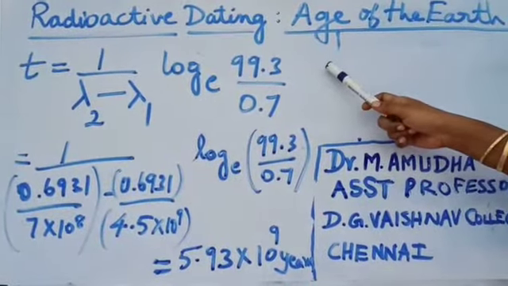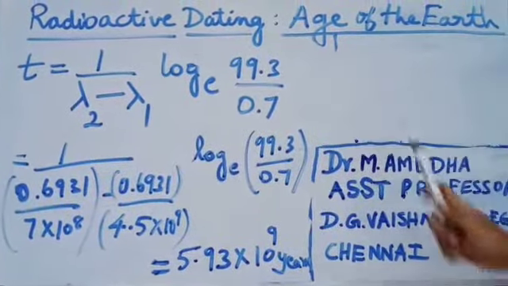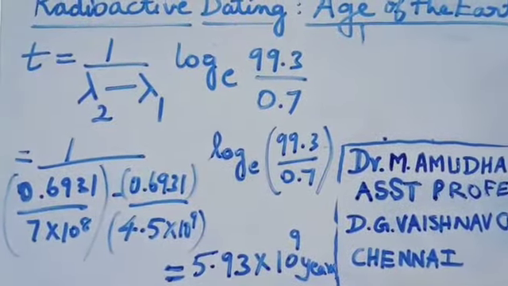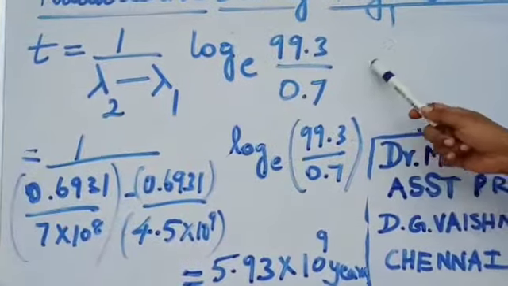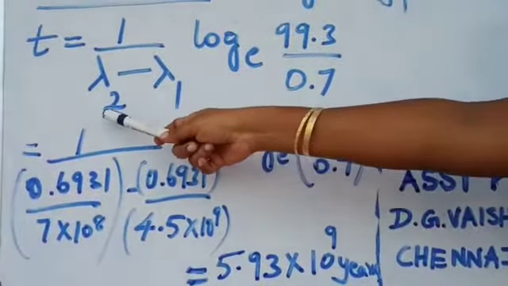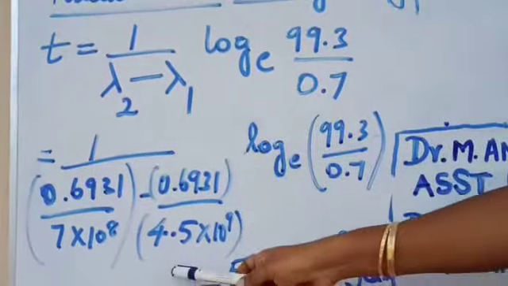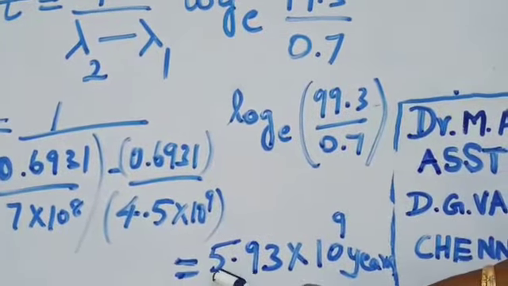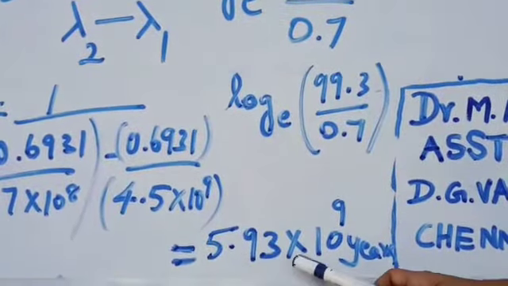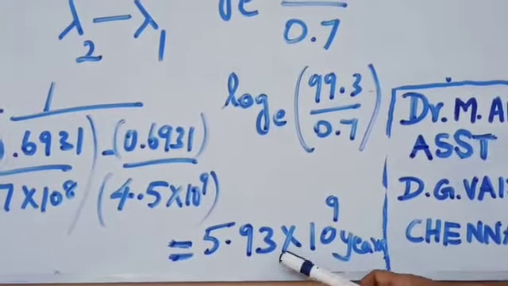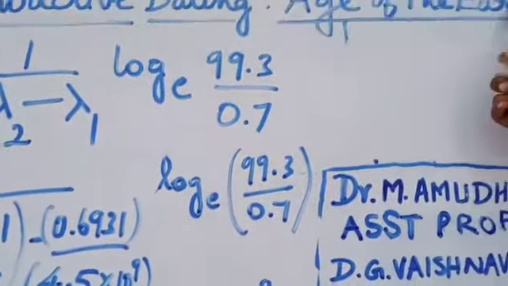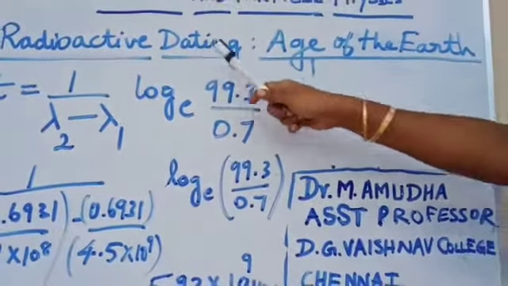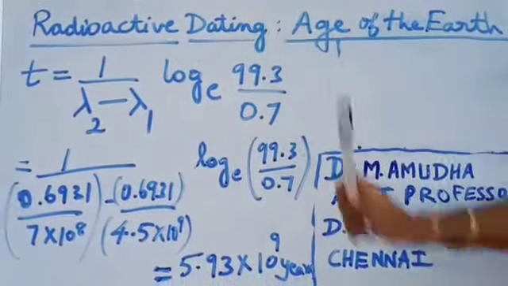I have already told about this formula. T is equal to 1 by (λ2 minus λ1) log to the base e of 99.3 divided by 0.7. Substituting the expressions for lambda 2 and lambda 1 here and calculating, the value of T is estimated as 5.93 × 10^9 years. This value is nothing but the age of the Earth. In this way we can calculate the age of the Earth using radioactive dating.